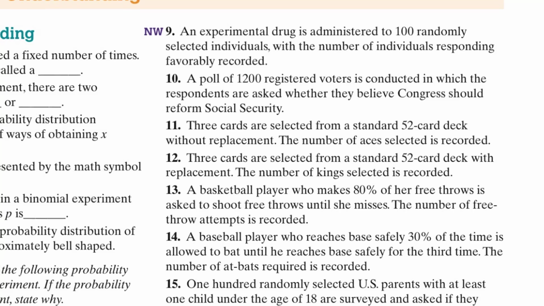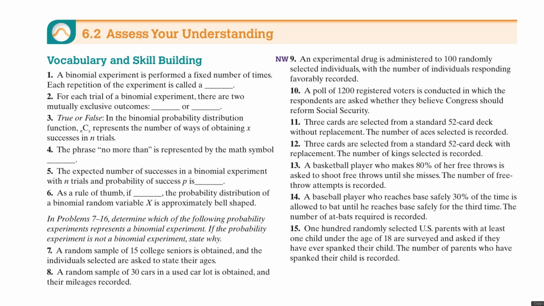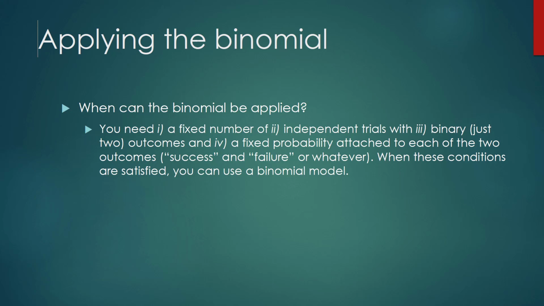But let's run down our checklist and see what we have here. So again, I'm checking that I have a fixed number of independent trials with binary outcomes and a fixed probability of success. And so I want to go through this and look carefully to see if I can get that out of it. Now the problem said that we're going to repeat the experiment 3 times. And so that would be a fixed number of trials. And that means I can check off the first condition.